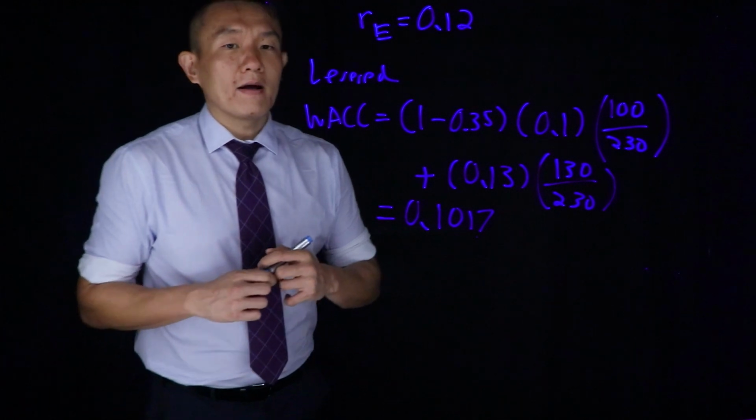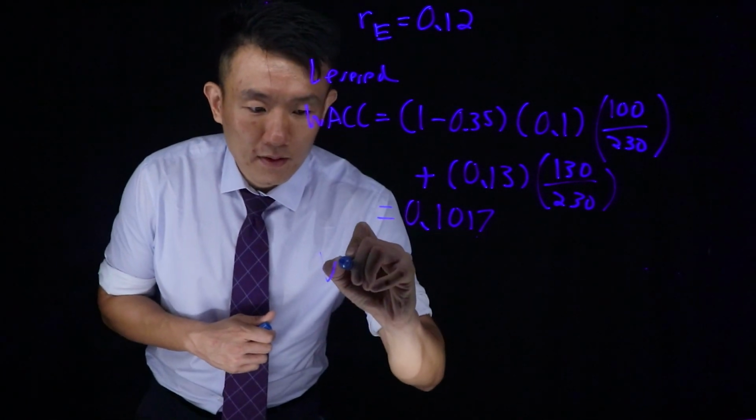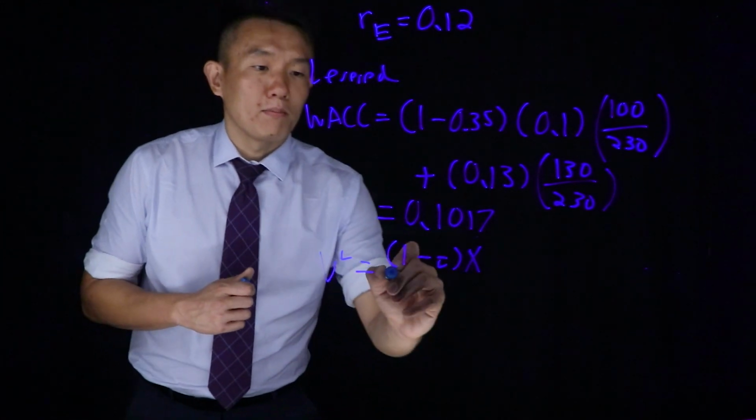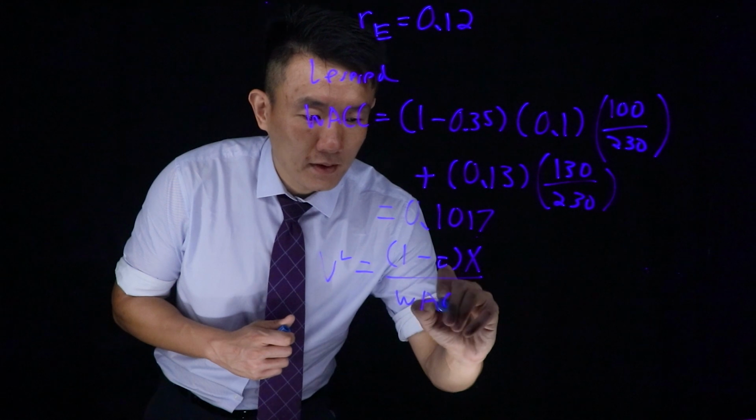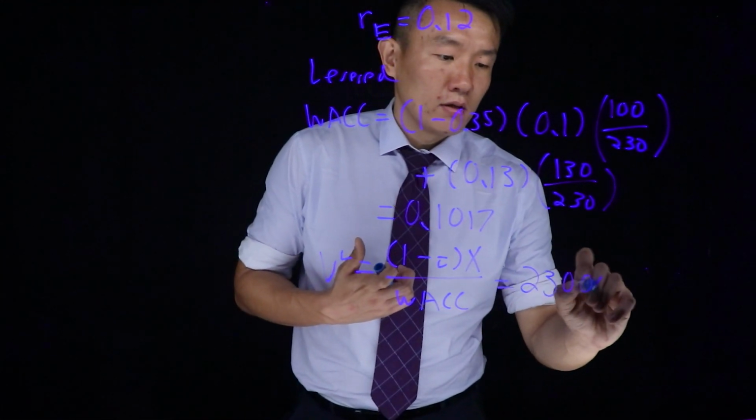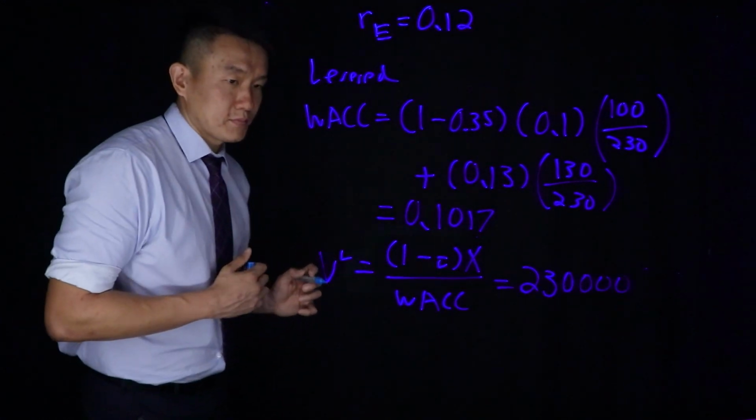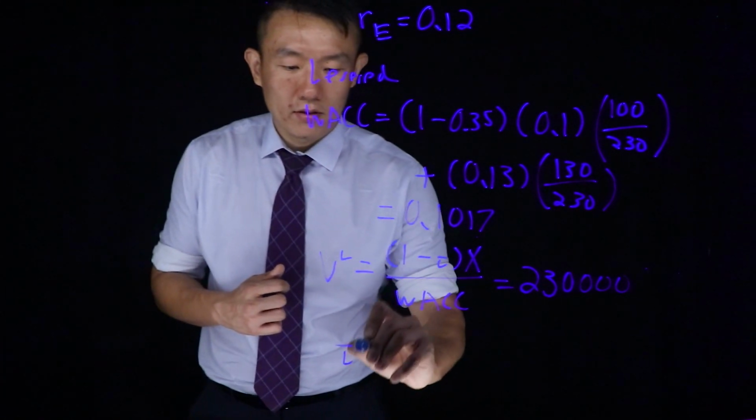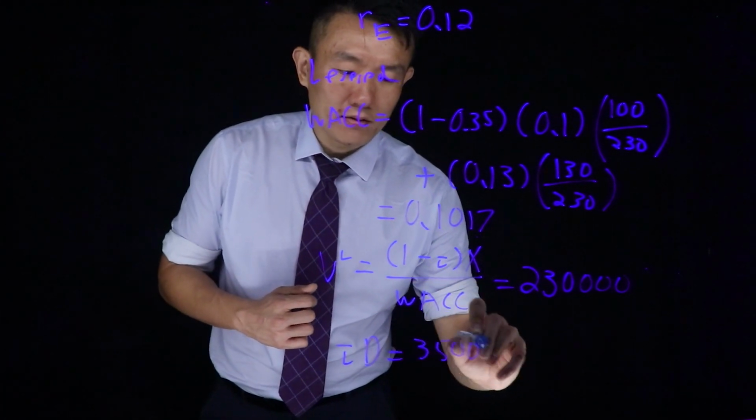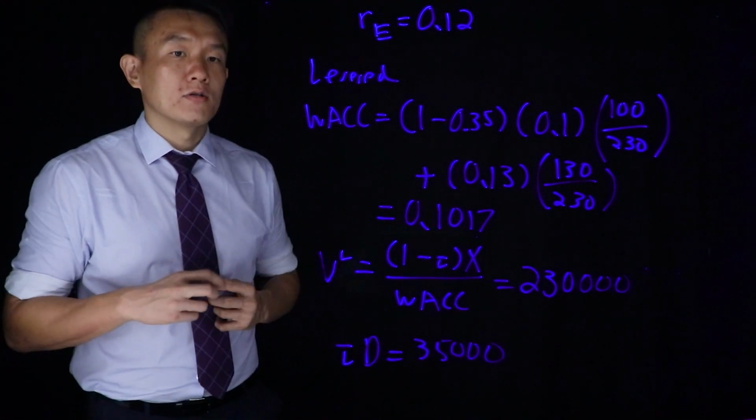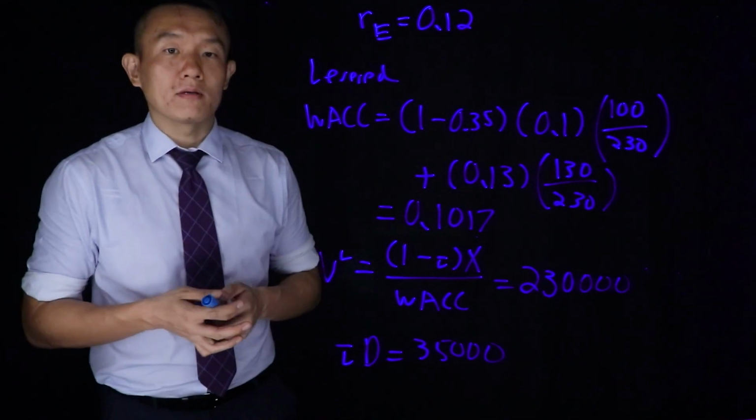10.17%. If I then discount the after-tax cash flows, (1 - τ) times X, by the weighted average cost of capital, I get the levered firm's value of $230,000, which once again gives me the same tax shield of $35,000. So we can see that there's a tax advantage to borrowing because interest payments are not taxed, whereas dividend payments are.